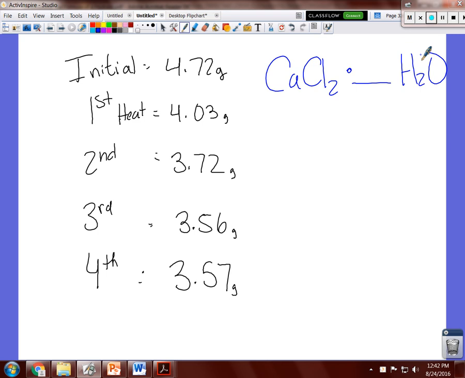Okay? After sufficient heating, did the masses stop decreasing? You can then assume that all the water has been driven off. We cool with that idea? So, the only thing left in that crucible after that fourth heating is what? Okay? We're going to assume that this is 100% CaCl2. 100%.